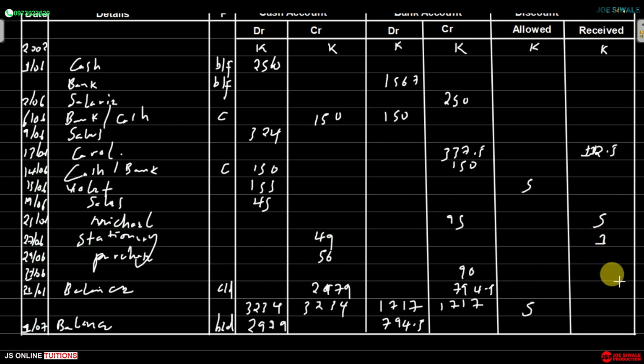The answer that I'm having is 118.5. So that's how you can record the 3-column cash book.